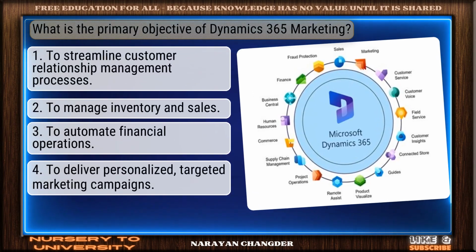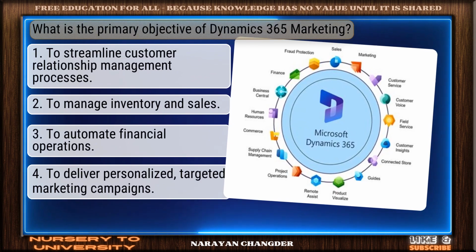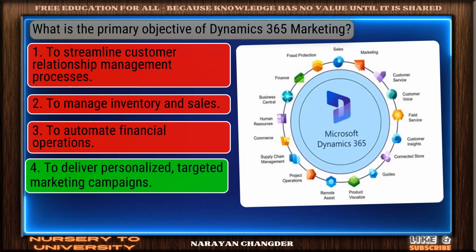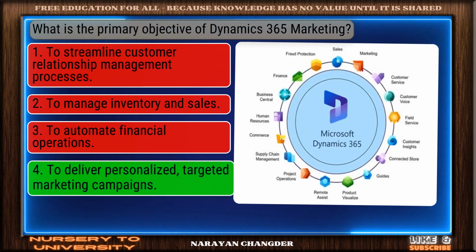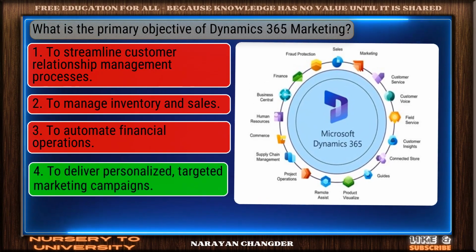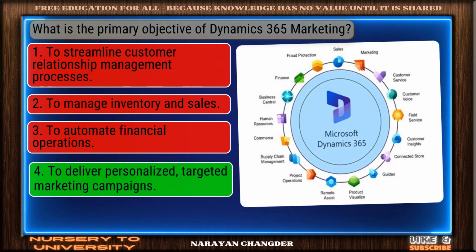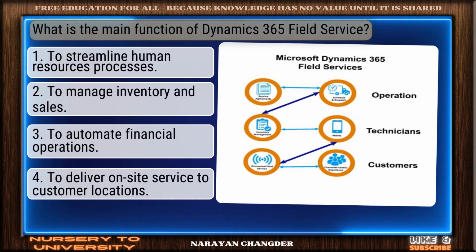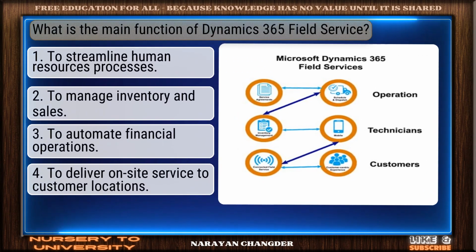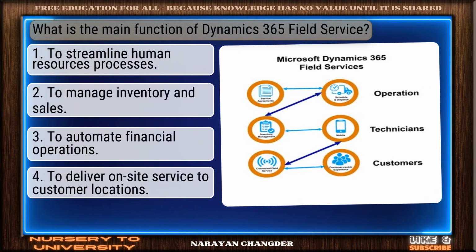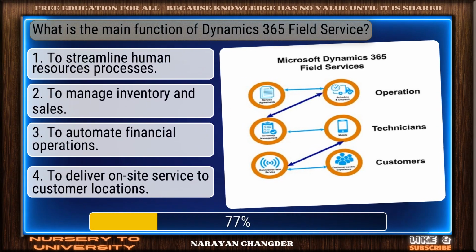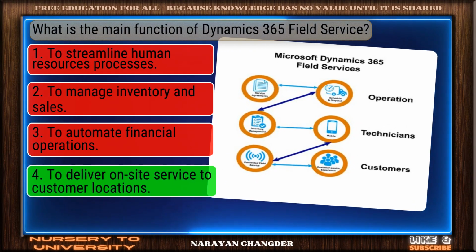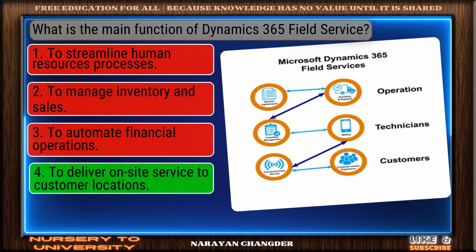Question number 70. What is the primary objective of Dynamics 365 marketing? Well picked. To deliver personalized, targeted marketing campaigns is the correct answer. Question number 71. What is the main function of Dynamics 365 Field Service? You got it. Your choice to deliver on-site service to customer locations is right.